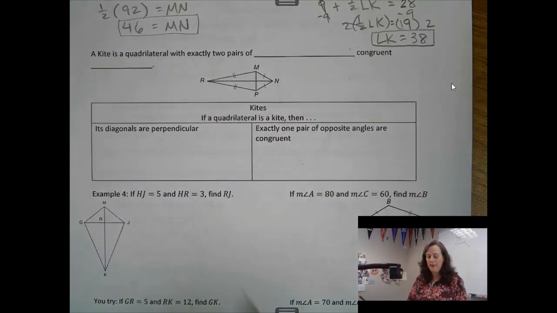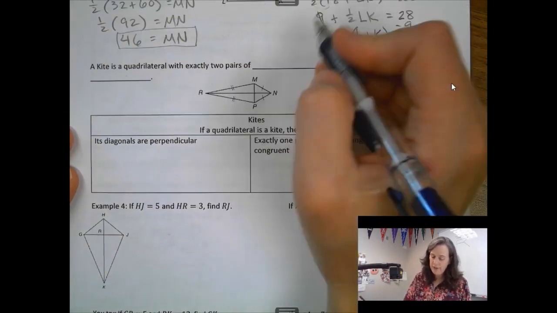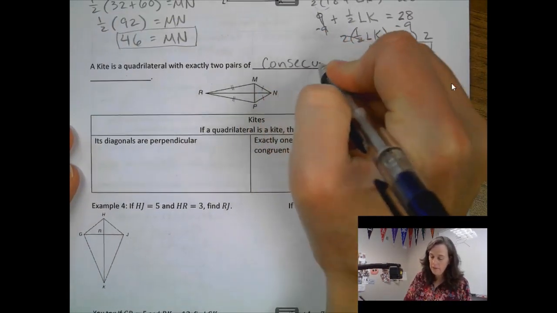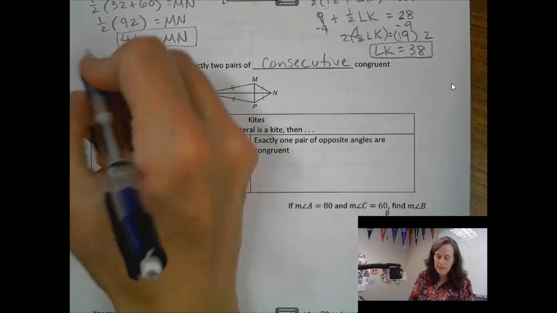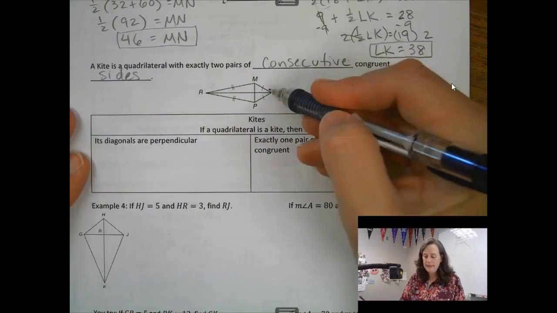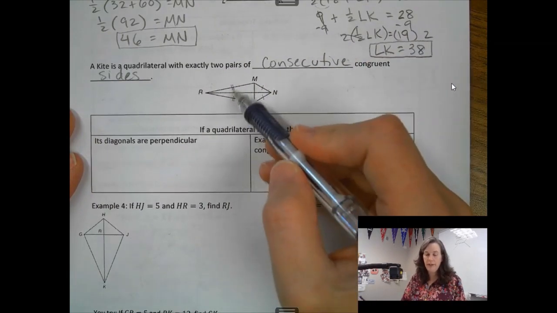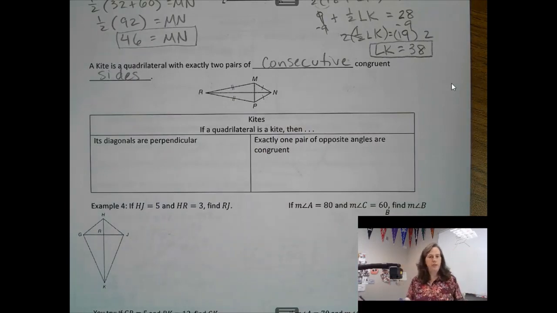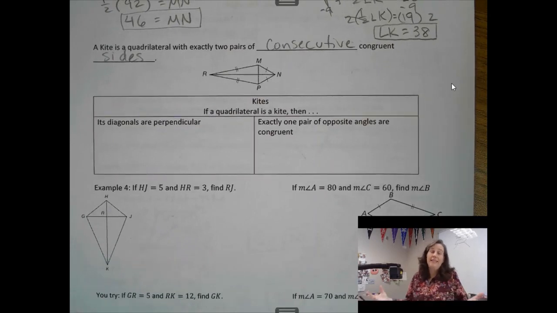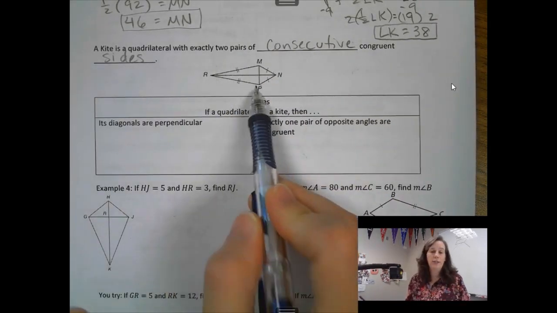A kite is a quadrilateral. It has 4 sides with exactly two pairs of consecutive congruent sides. So opposite sides are not congruent. It's consecutive. It's these two right next to each other. Those are congruent. And then there's another pair over here that are congruent. So you end up with 2 next to each other and 2 next to each other that are congruent. That's what a kite looks like. And it's very much like the classic kite that we fly in the sky. It looks just like that. These sides are congruent, and then there's usually 2 longer sides that are congruent.